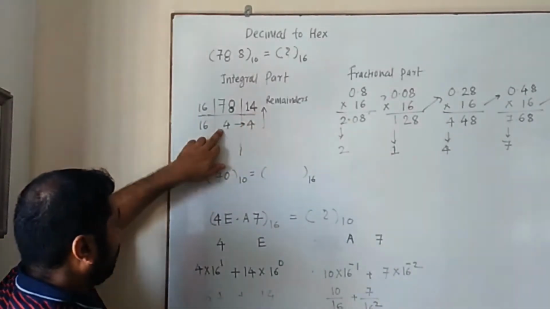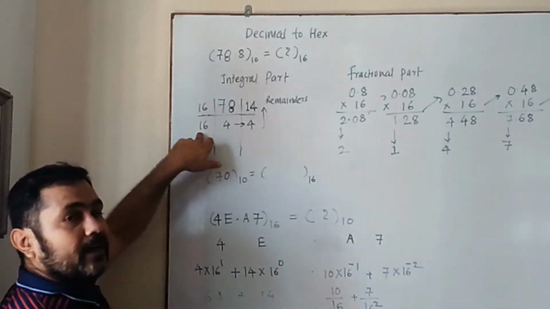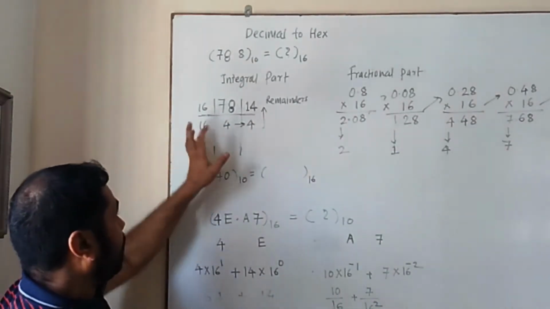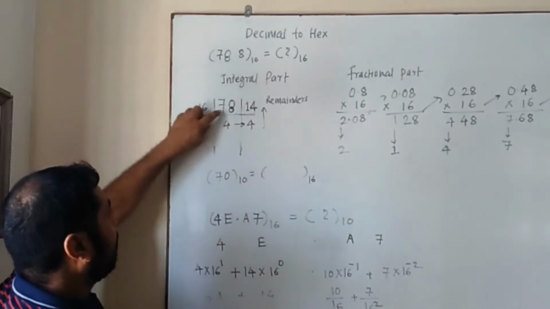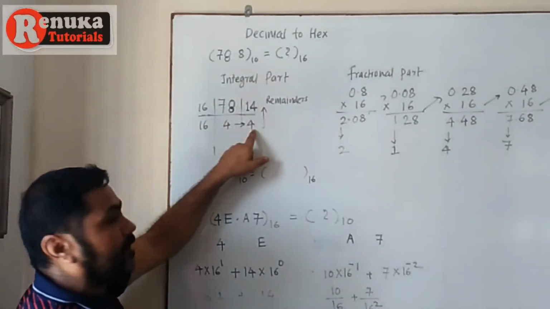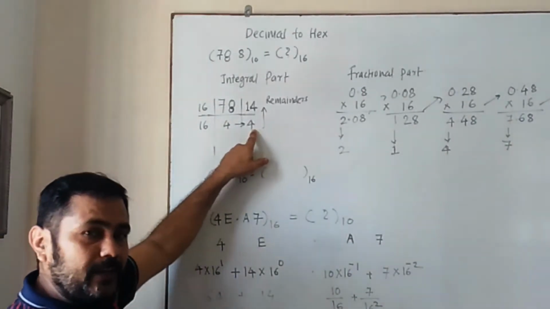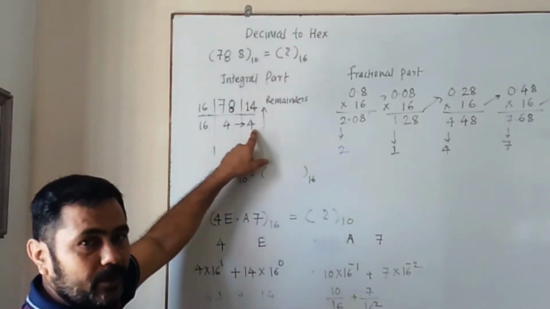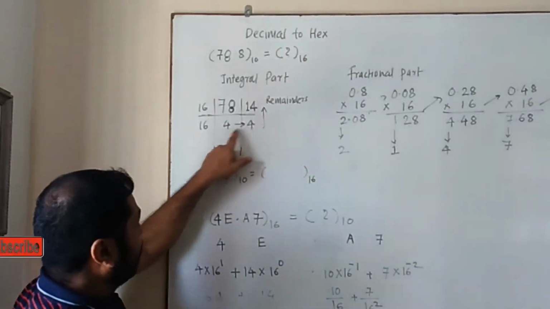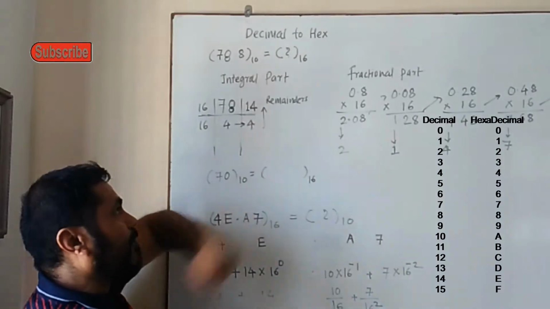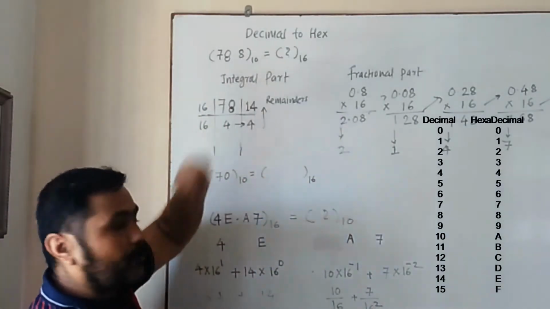Again, this quotient has to be divided by 16, but 16 is greater than this quotient. So that is why this smaller number has to be written as it is, just what we did in the conversion of decimal to binary. So here 4 is written as it is. The remainders have to be written in the upward direction.